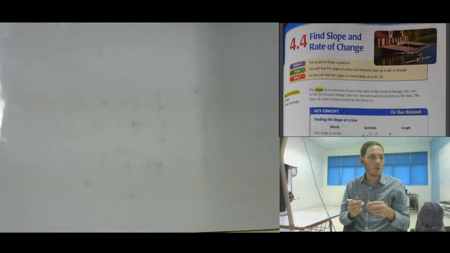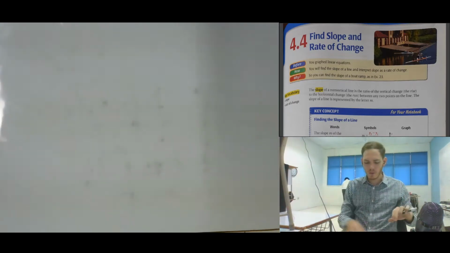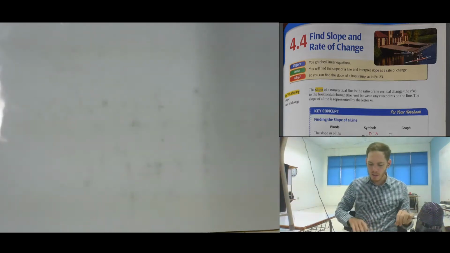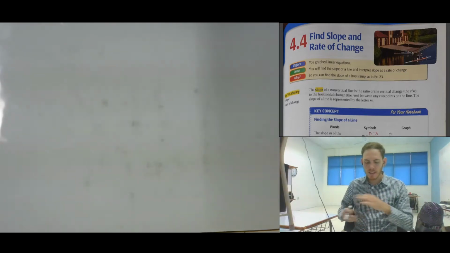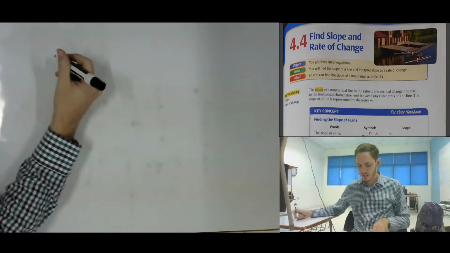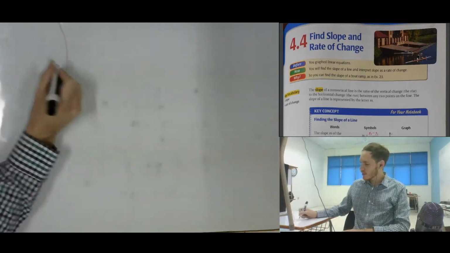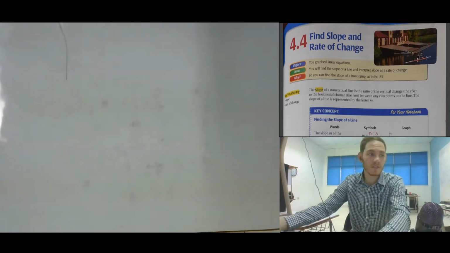Okay, this was our plan for 4.3. Then in 4.2 we found the intercepts. Now, intercepts, a simple thing, is where our line hits our y-axis and our x-axis. So let's use a different marker, because this one is faded.